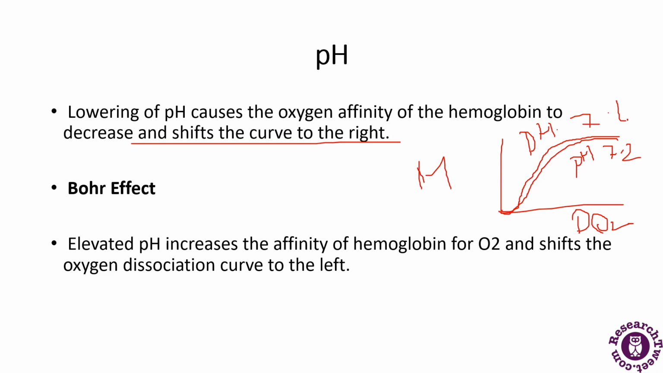Under low pH conditions, the hydrogen ions bind to the globin in hemoglobin and alter its structure slightly, decreasing its oxygen binding affinity. By contrast, an elevated pH increases the affinity of hemoglobin for oxygen and shifts the oxygen dissociation curve towards the left. So this is known as the pH factor.